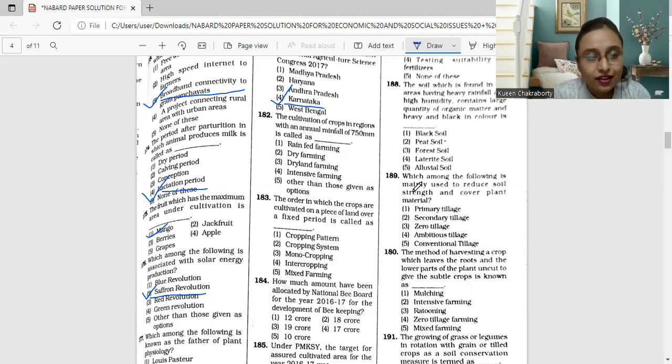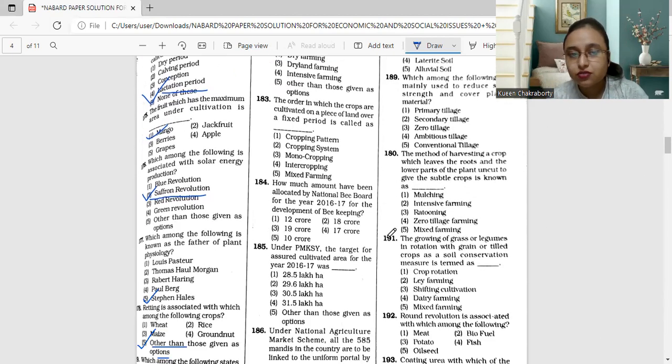So rain-fed agriculture is practiced under rainfall conditions ranging above 750 mm per annum. In India, about 60% of the total net sown area comes under rain-fed lands. So rain-fed crops account for around 48% of the area under food crops and 68% of the area under non-food crops. So the option that applies to this is rain-fed farming, option number 1.